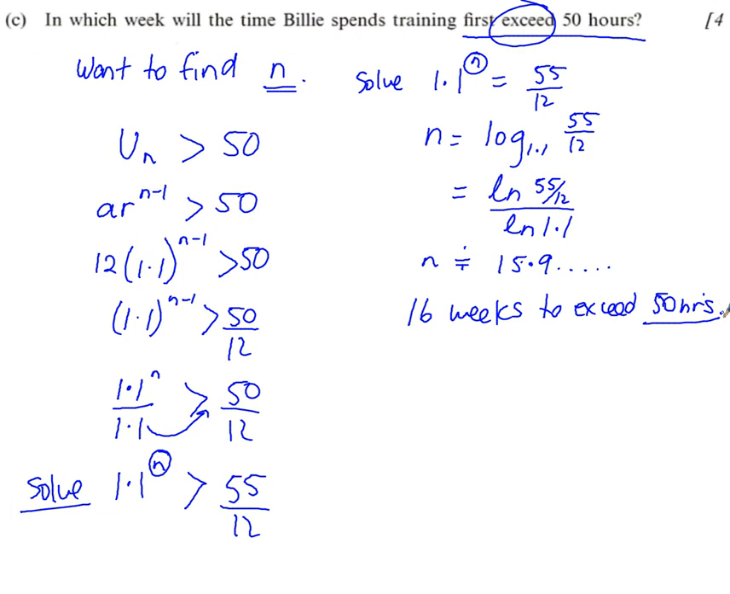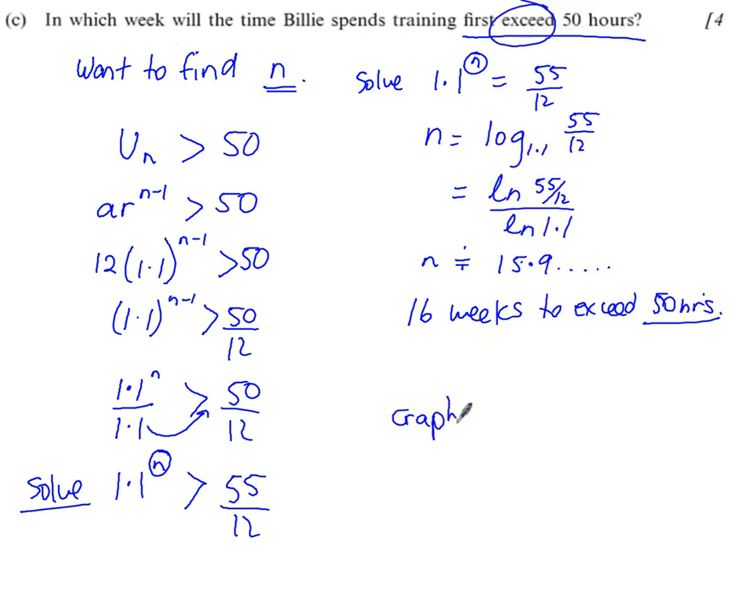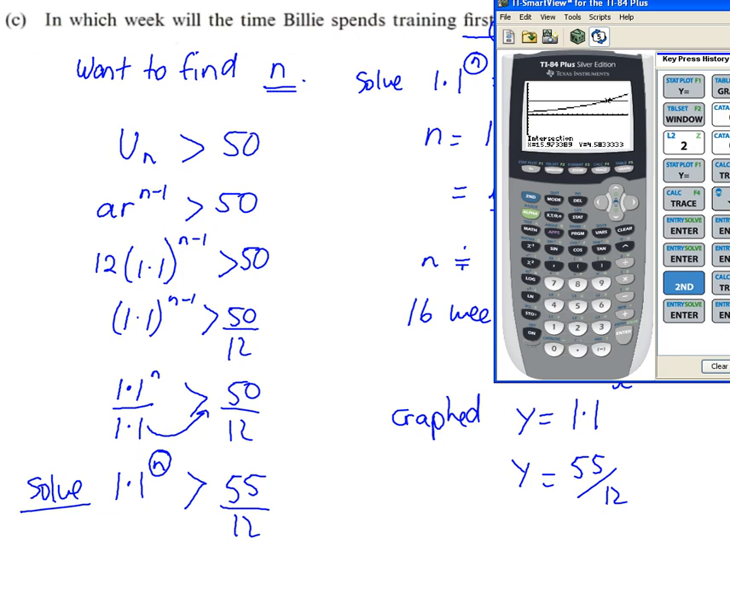Now let me see. Let's get the calculator up here. We could do it graphically. Right, what I've got up here, I have graphed, I'll just write this down. I've graphed y equals 1.1 to the x, and y equals 55 divided by 12. That's all I've done. Okay, here's our 55 over 12. Let me just go and show you that. 55 divided by 12 and 1.1 to the x.